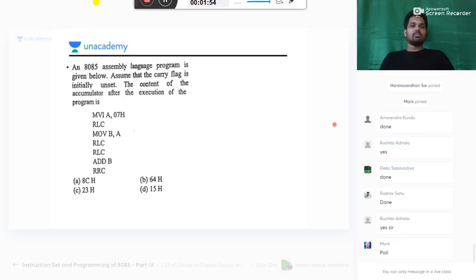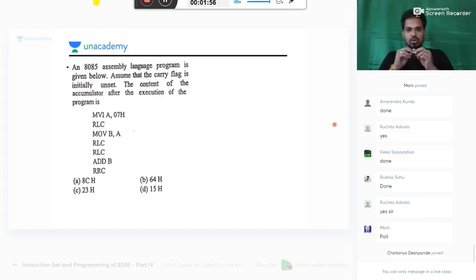In 8085 assembly language, a program is given below. Assume that the carry flag is initially reset or unset. The content of the accumulator after the execution of the program is. Okay, let us see what is the content.